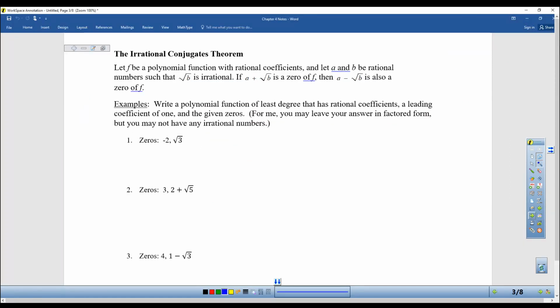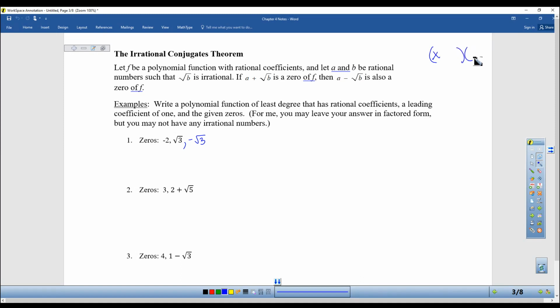The irrational conjugates theorem. Let f be a polynomial function with rational coefficients, and let a and b be rational numbers such that the square root of b is irrational. If a plus the square root of b is a 0, then a minus the square root of b is also a 0. So what that means is they're only going to list the square root of 3, but you know that minus the square root of 3 is also a 0. And think about why that happens. It must have come from something.